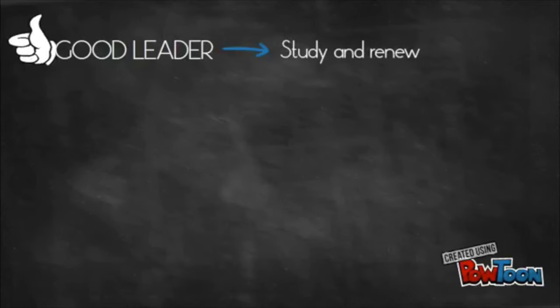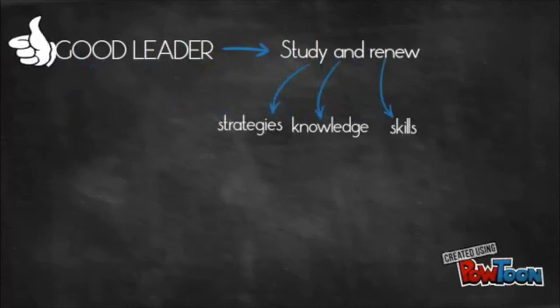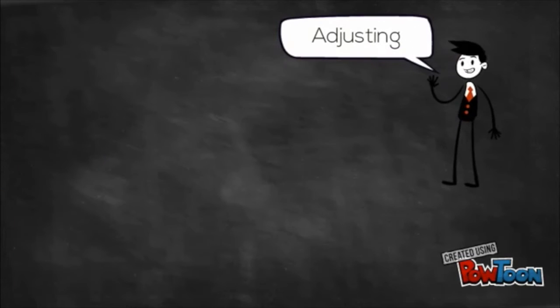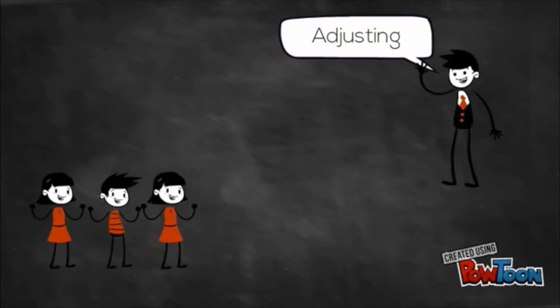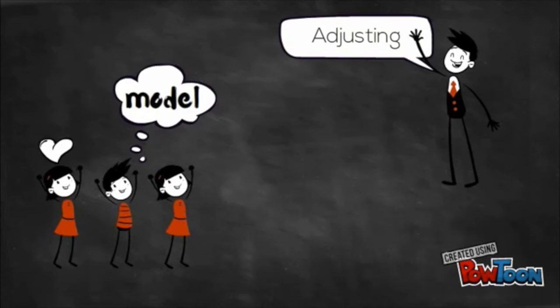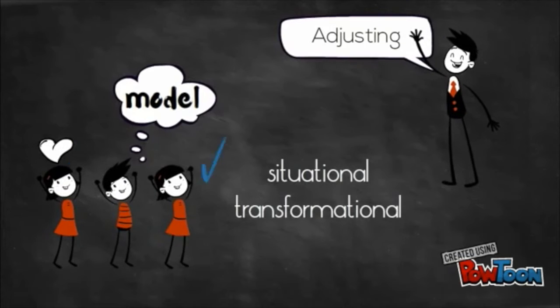It demonstrated that a good leader should keep on studying and renewing their strategies, knowledge, and skills, correlating significant behaviors to respond to different situations and thus achieve success. By implementing this series, a leader would perform better at adjusting his style to fit the development level, and also increase his charisma and become a model. This supports the idea of situational and transformational leadership style.